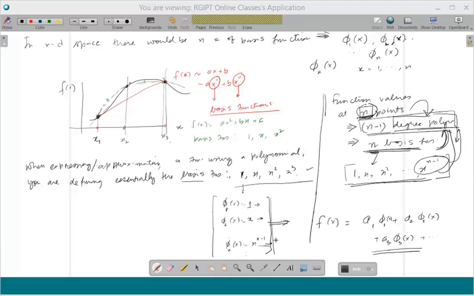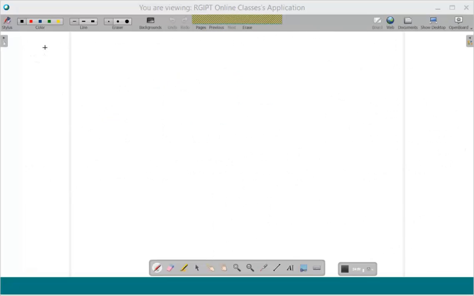So for example, let's say I have a function known at these 3 points, and I'm going to write f of x equal to 1. Let's say this value is my 1 value. This would be my phi 1 of x. Then phi 2 of x is x. That would be my phi 2 of x. And phi 3 of x is x squared.